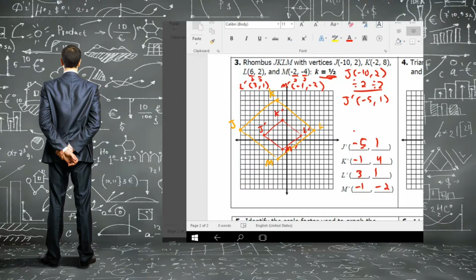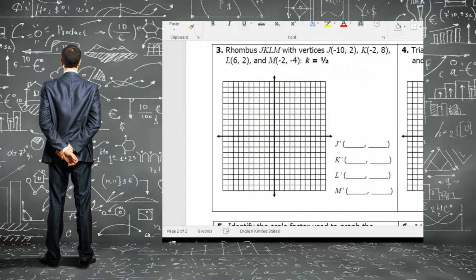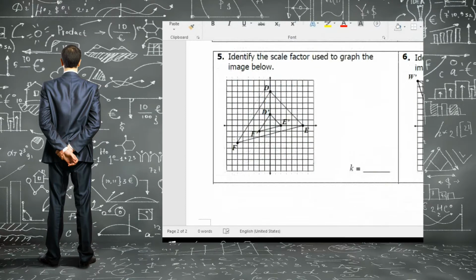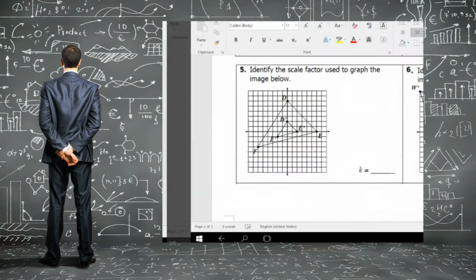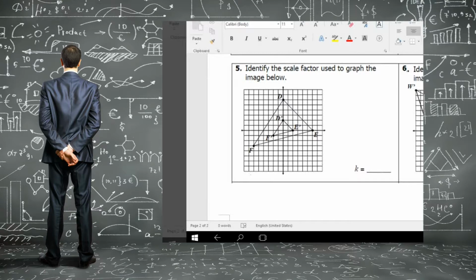All right, so let's go to our last problem, number 5, and this one is a little different. This time we're not asked to draw the dilation. We're asked to identify the scale factor that we use to graph the image below. So in this situation, what are we going to do? Well, they show us the original image and our new image. They show us the pre-image and the image. So let's just take one of the points here.